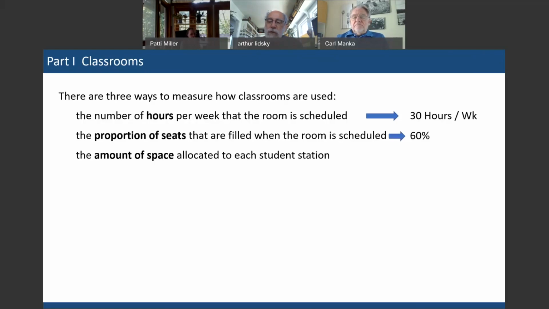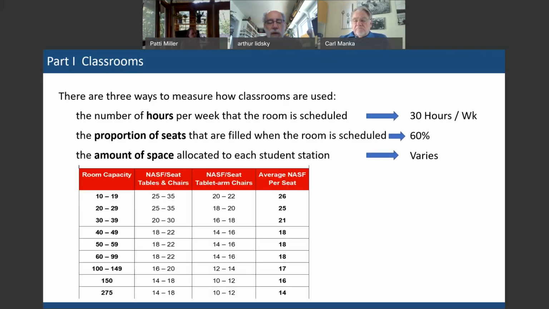When you're thinking about a possible 40 to 45-hour window for scheduling during the day. The guidelines also suggest that on average, you should fill the room, the proportion of seats that are occupied when the room is scheduled, 60% of the seats should be filled. And the square feet will vary depending upon the type of furniture, the number of students, and so on. So here's a typical way that space standards apply.